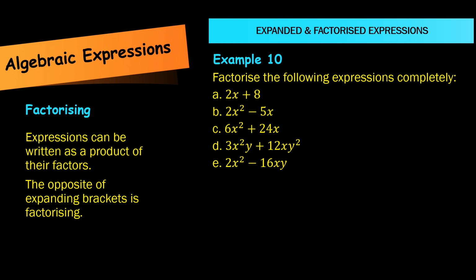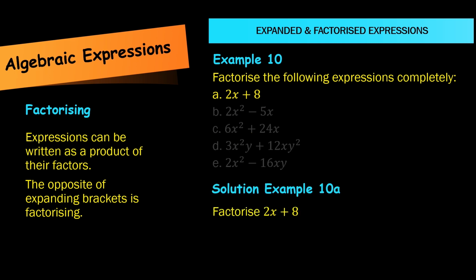So let's solve part A first. We are required to factorise 2x plus 8. Express each of the terms in the expression as factors and then find factors which are common to each term. 2x can be left as it is, and 8 can be expressed as 2 times 4. The value 2 is common to both terms, so we can factorise as shown.